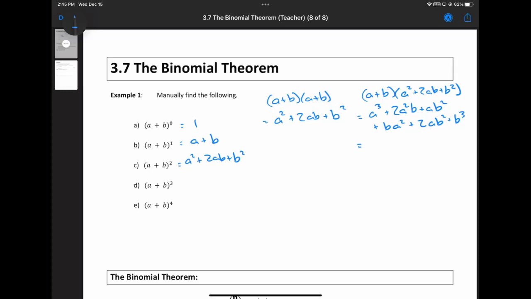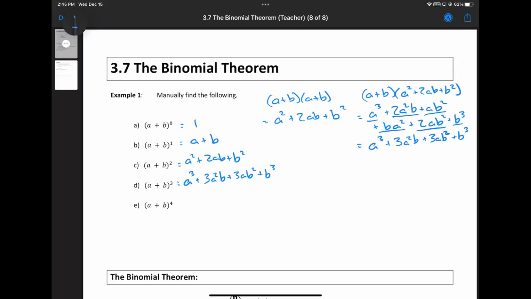Not a big deal. If I collect those like terms though, I'm going to get an a cubed, 2a squared b, and another a squared b, despite the fact that they're in the other order, but it's still multiplication, so they're the same thing. So there's 3a squared b's, and then we have an ab squared and two more ab squareds, 3ab squared, and finally b cubed. A cubed plus 3a squared b plus 3ab squared plus b cubed.